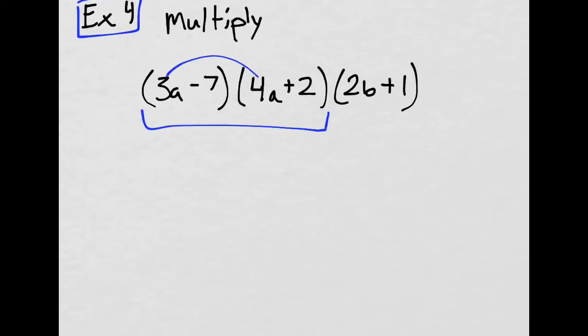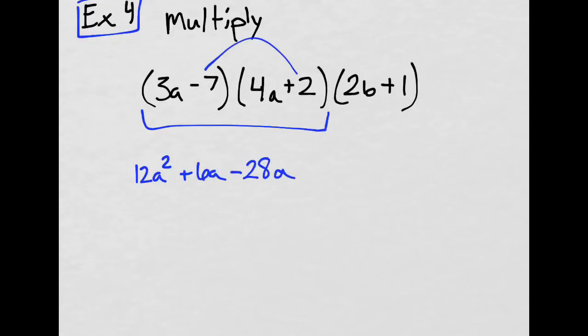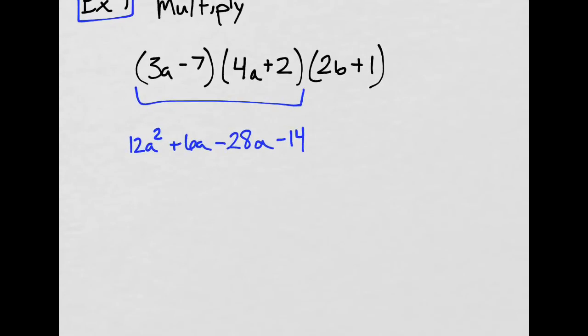So really, all I'm doing is just multiplying. So 3a times 4a is 12a squared. That's that times that. And then I want to do that times that. 3a times 2, that's plus 6a. Okay. And then I need to do that and that. Negative 7 times 4 is negative 28a and negative 14. So that's that blue stuff, but I can combine like terms.